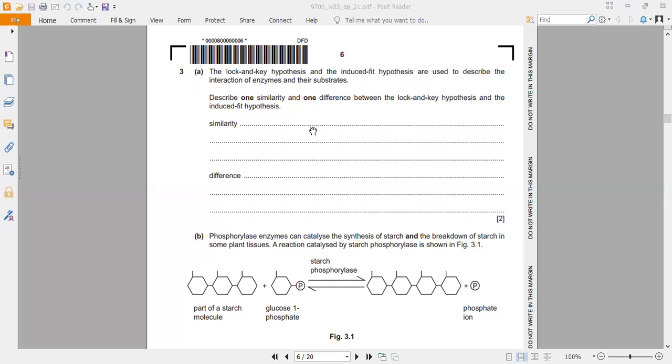So first of all, we will write its similarity. In both hypotheses, the substrate binds to the enzyme's active site to form an enzyme substrate complex.